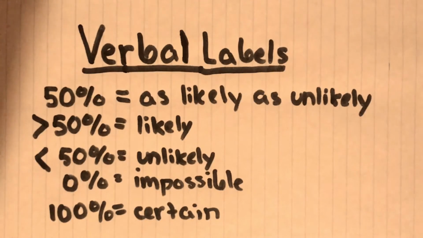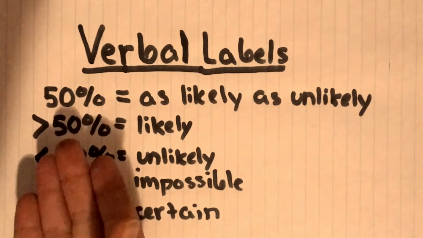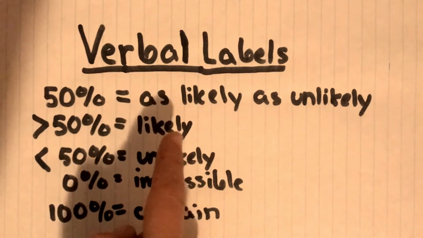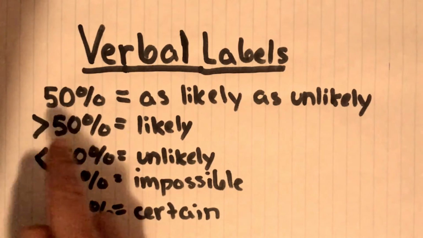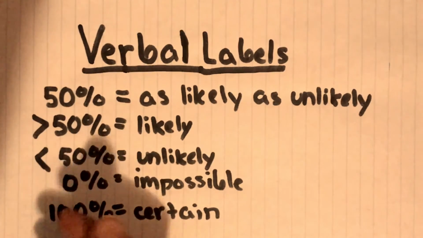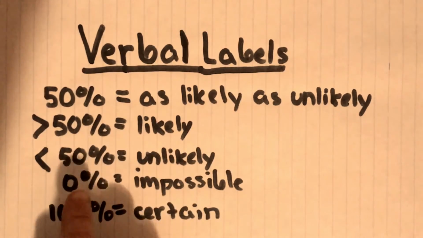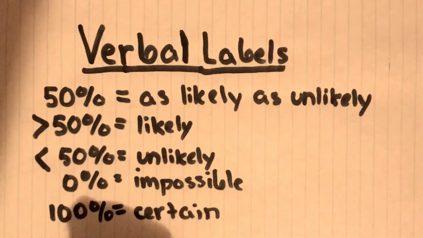Now, with verbal labels in probability, things can get a little bit complicated. As you saw, a verbal label is, well, what it seems. It's labeled by words. As you saw in the problem, we labeled our result as unlikely. That was an example of a verbal label. 50% chance is as likely as unlikely. Greater than 50% chance is likely. Less than 50% chance is unlikely, like before. 0% chance is known as impossible, and 100% chance is known as certain.